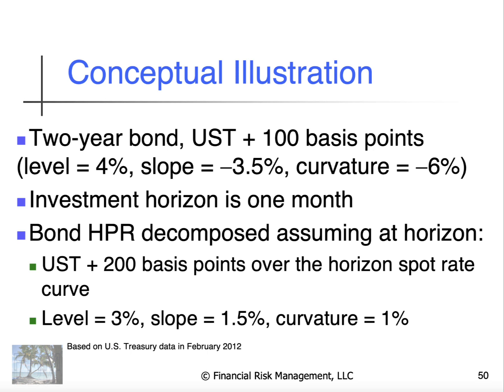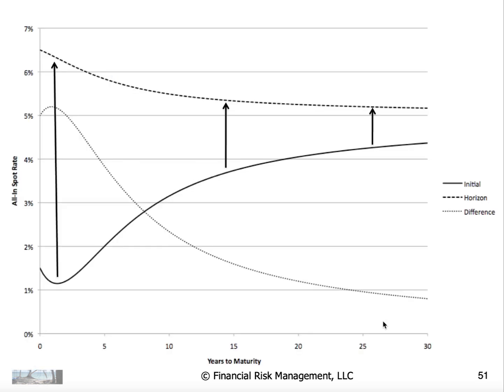Just to give you a conceptual illustration, if I take a two-year bond that's trading at U.S. Treasury plus 100 basis points, and I have level, slope, and curvature with these parameters, the horizon is 1 month. The bond holding period return can be decomposed, assuming at horizon that the spread blew out 100 basis points, and the long rate went down, the slope went positive, and the curvature went positive. And so what does this look like?